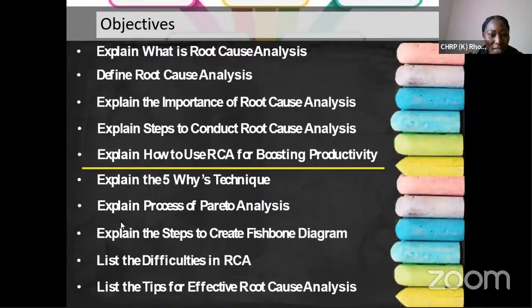Any other comment? Let me look at my chat. That's good. That is fair enough. So now we can move to the next step. I think we are doing very well in terms of the time. Instead of going slide by slide, I think when we try to internalize this, it becomes very easy for us. So then we are going to look at how we use root cause analysis for boosting productivity. Again, this one I'll look at from the organization level and also the individual level.